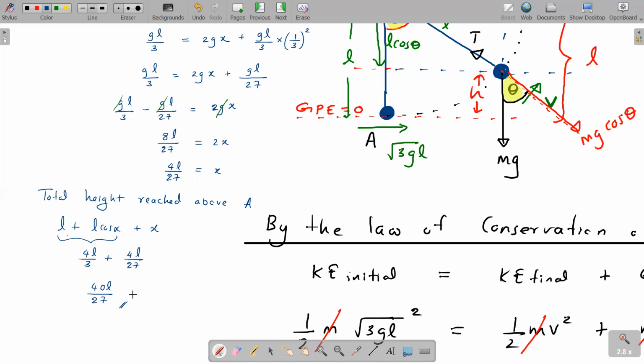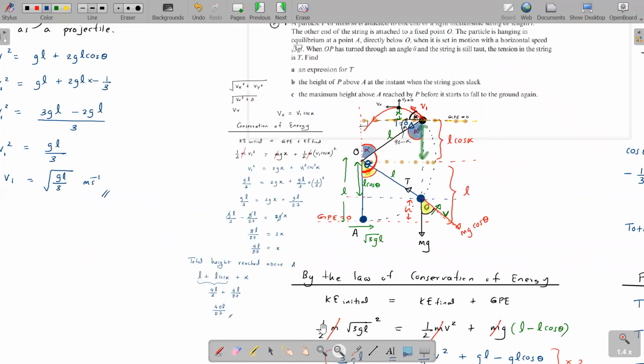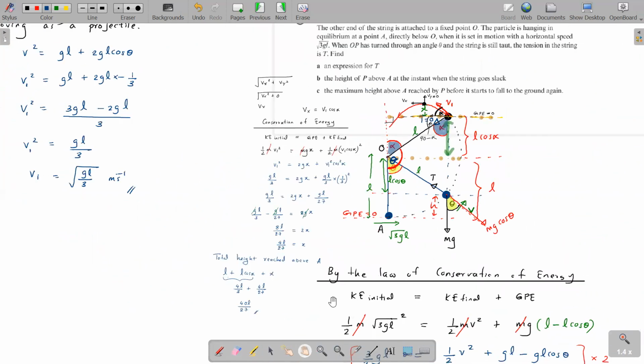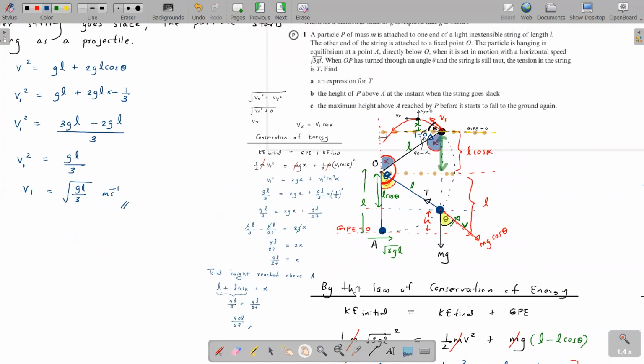Yeah, that's 40L over 27. This is the total height that you reach above the point A. This is the answer for part C. So guys, I hope you understood this properly, right? This is a full vertical circular motion sum.